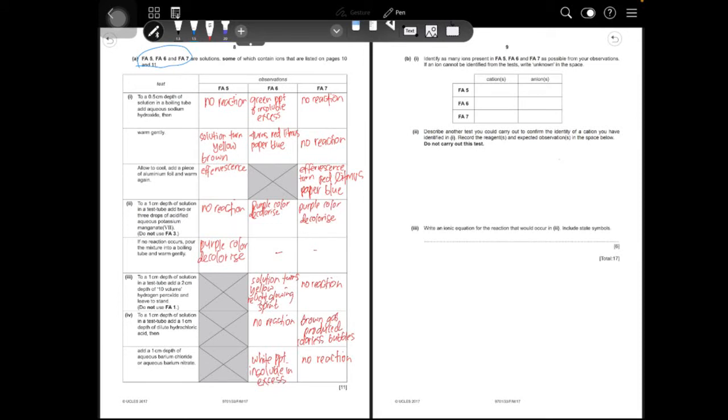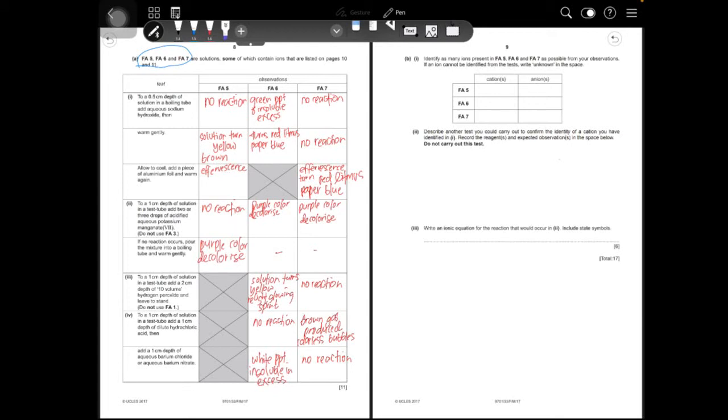Alright, these are the results. From the results, we're going to identify the cations and also the anions inside all unknowns. So let's go into Fa6 first.